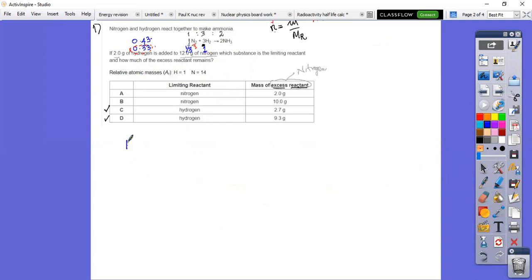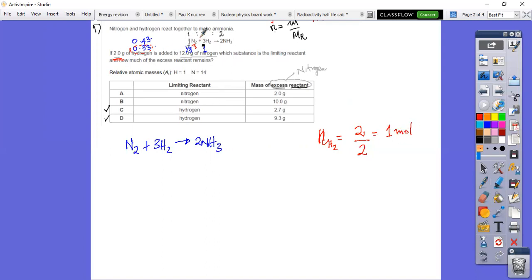So far, using this equation, N2 plus 3H2 gives 2NH3. We've established using this ratio 1 to 3 to 2, because you've already calculated the number of moles of hydrogen. For H2, the number of moles of hydrogen we found by saying 2 divided by the molar mass of hydrogen, which is also 2 grams. So you found that as 1 mole.